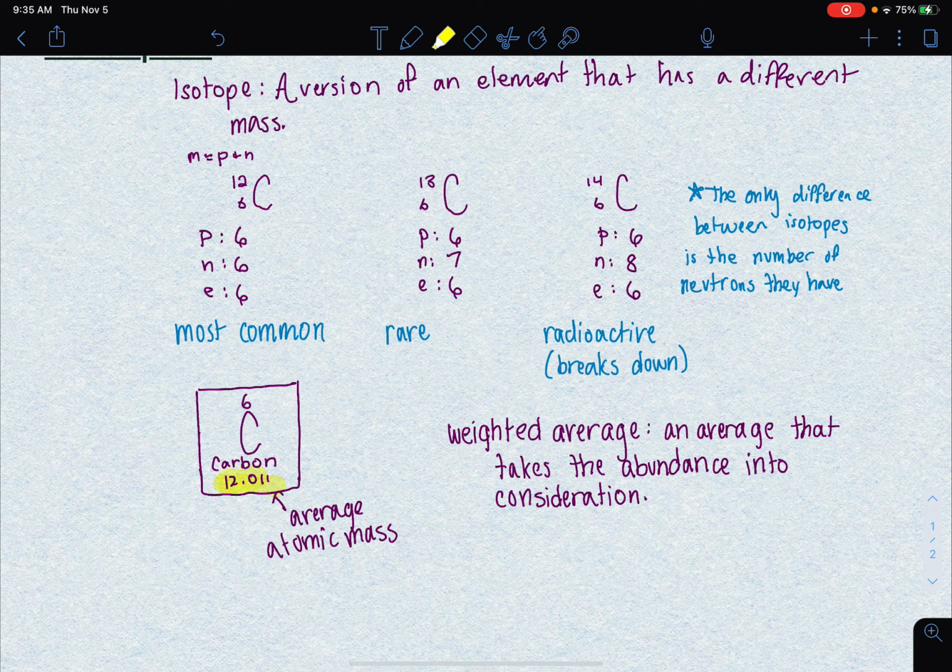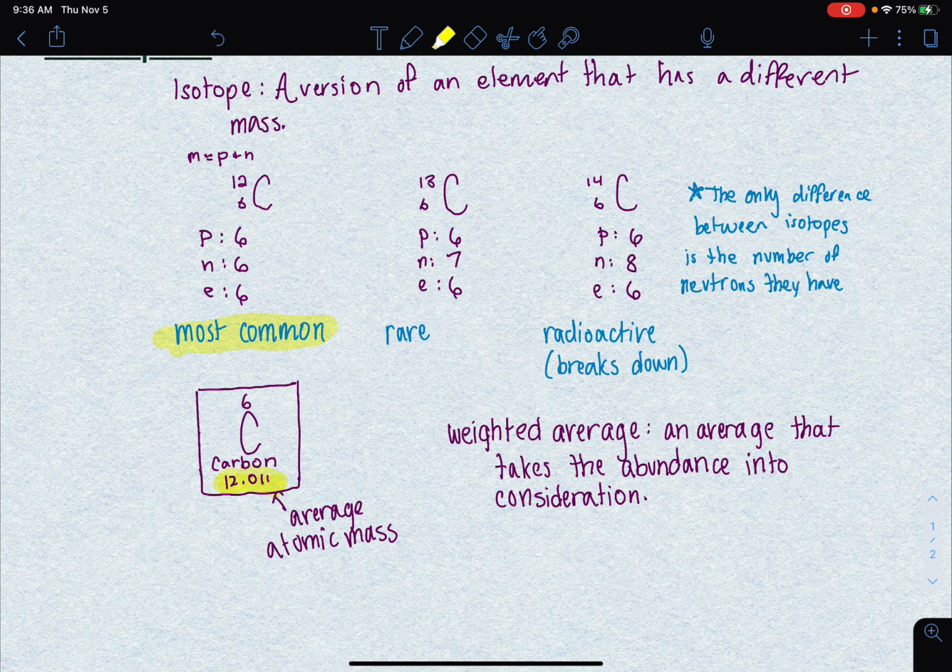So if you look at carbon's atomic mass on the periodic table, it is 12.011, which of course is very, very close to the number 12. It's a little bit higher than 12, but not by much. Because this average is so close to the number 12, that tells us that carbon 12 is the most common isotope. It is raised a little bit above 12 because we have to take carbon 13 and carbon 14 into consideration. But because those two isotopes of carbon are so rare and radioactive, they don't really impact the average very much at all.